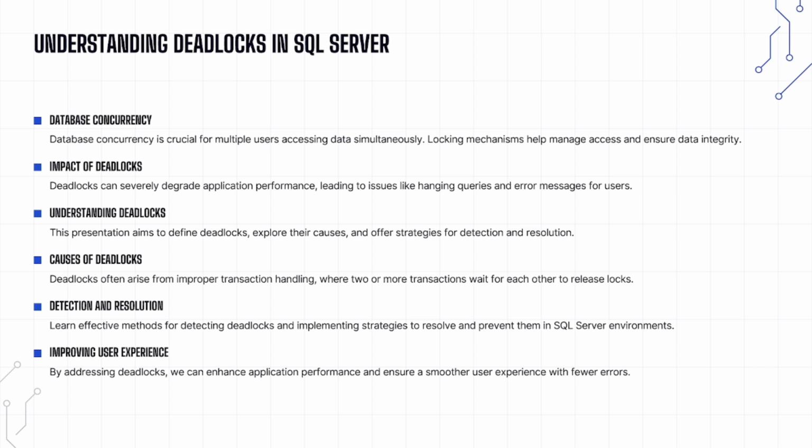The second thing is the impact of deadlocks. Now what happens when this carefully elaborate traffic flow breaks down? That's where deadlock comes in. Deadlocks can significantly degrade application performance. Imagine those traffic signals malfunctioning and causing cars to get stuck in an endless loop. In a database, this translates to queries taking forever to execute, applications becoming unresponsive, and users encountering frustrating error messages. This can lead to lost sales, unhappy customers, and a lot of headaches for database administrators.